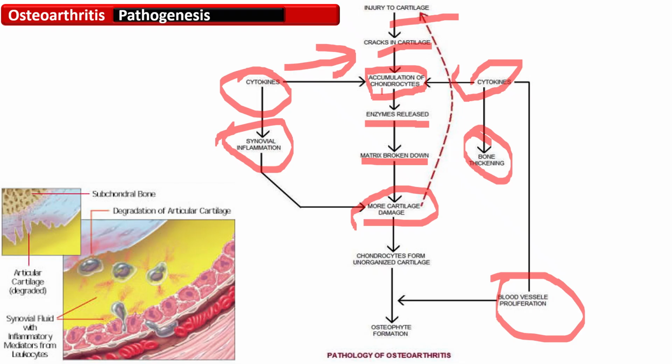As a result, when there is more cartilage damage, the contour of the cartilage is also disturbed, and disorganized cartilage is formed. So subsequently, there will be development of osteophytes, that is bony growth or bone spur formation.